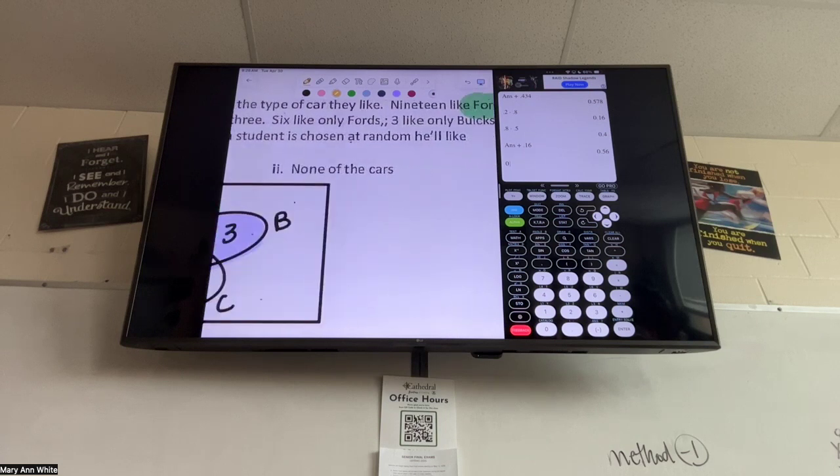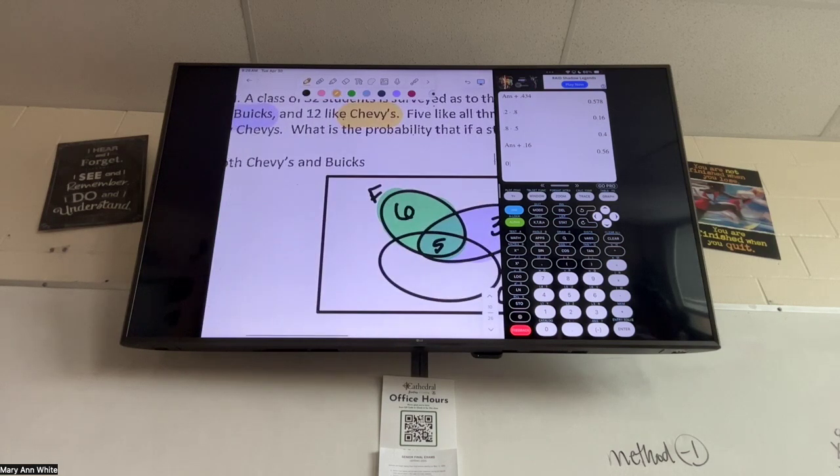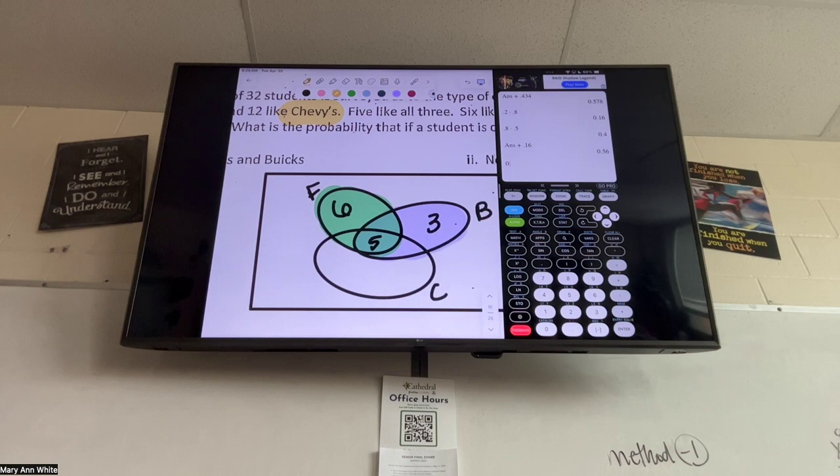And then last, it says 2 like only Chevys. So again, I'm gonna look at my little circle and I'm gonna put 2 where it's not touching any other color.